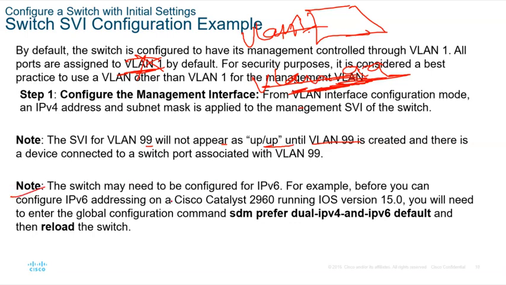Note, the switch may need to be configured with IPv6, for example. Before you can configure IPv6, because by default it doesn't support IPv6, you have to enable some service so that it accepts IPv6. The statement used to enable the switch virtual interface for IPv6 is: sdm prefer dual. The dual automatically instructs it to have two, so we have the 4 and then 6. And then you can configure it with IPv6.